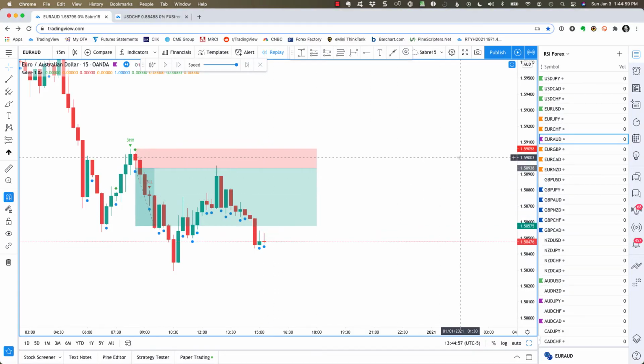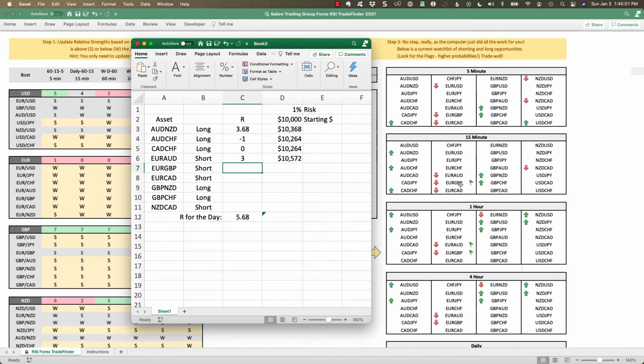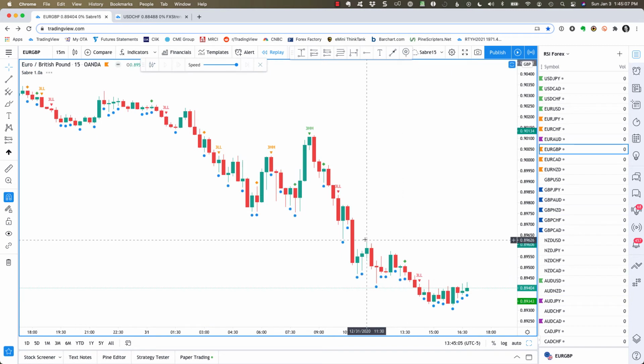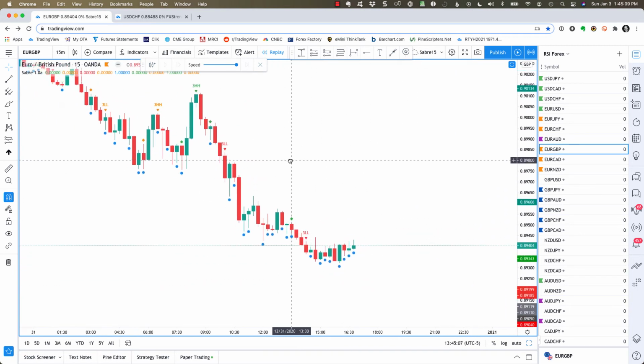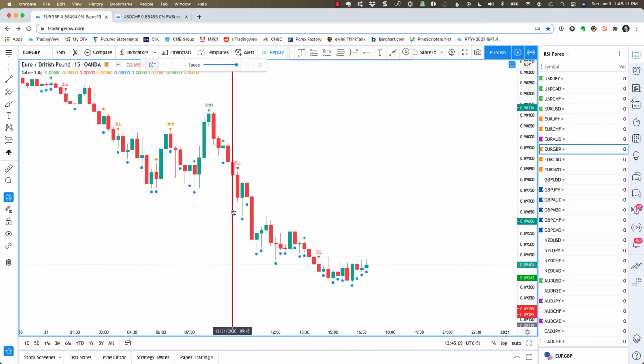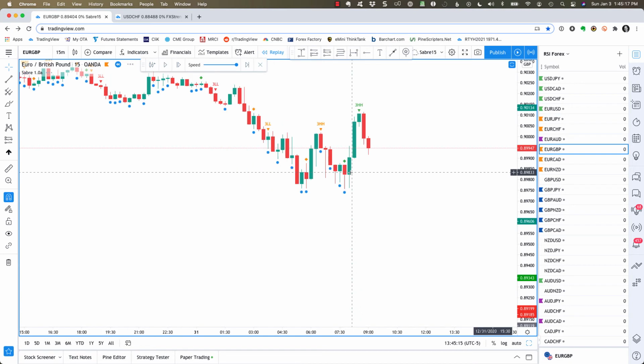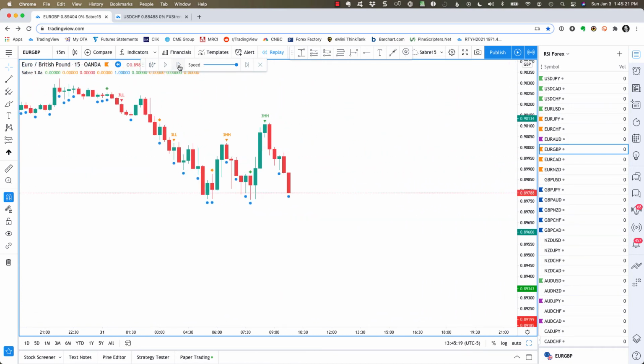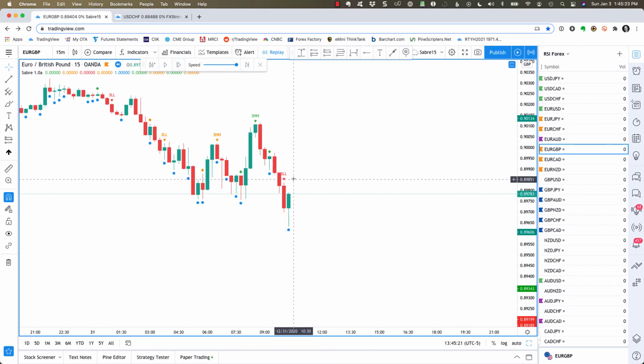So what's our next opportunity? It says the Euro Pound has a shorting opportunity on the 15-minute. So let's go to the Euro Pound. Let's look at 9 a.m. And let's see. Shorting opportunities. We're looking for opportunities to go short. Here's an opportunity that popped up.